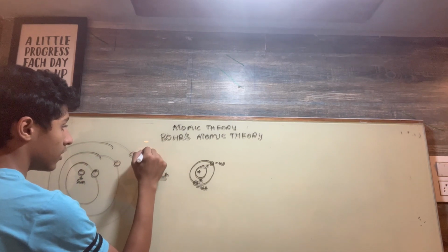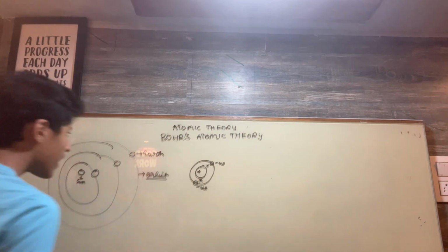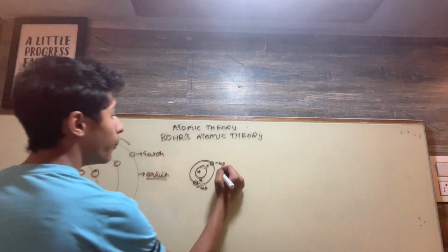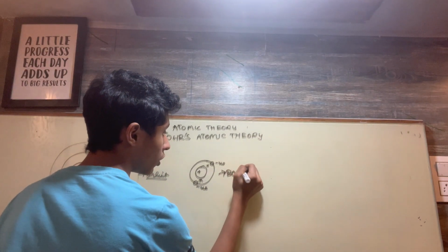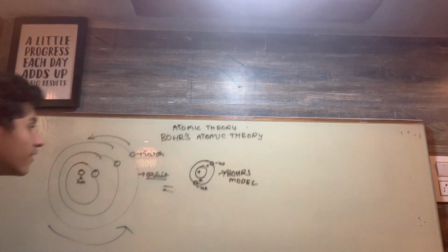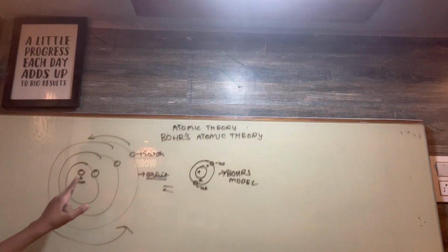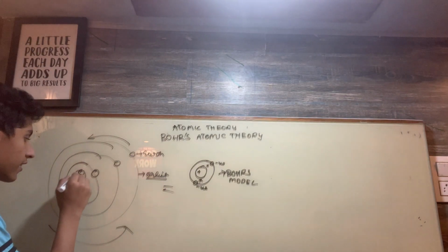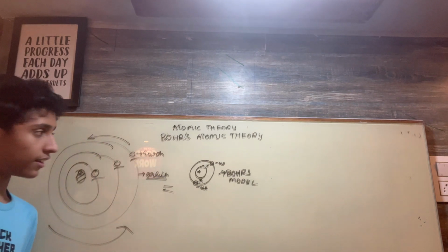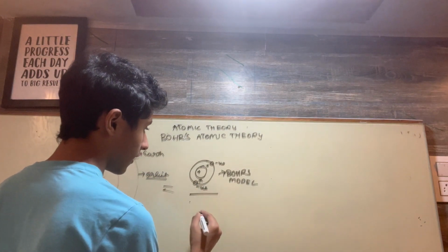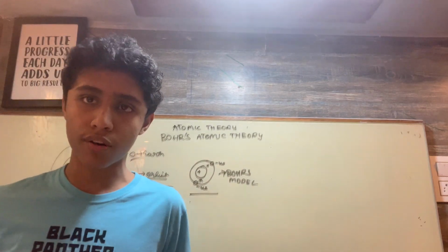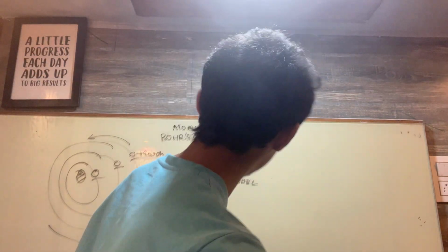For example, this is Earth, and as you can see, it's moving around very similarly to Bohr's model. They are very identical. This is the sun right here, and you can see Mercury, Venus, Earth revolving around the sun. That's the exact same thing that's happening here. The nucleus is acting as the sun, and it has protons and neutrons. And the electrons are acting as the planets.